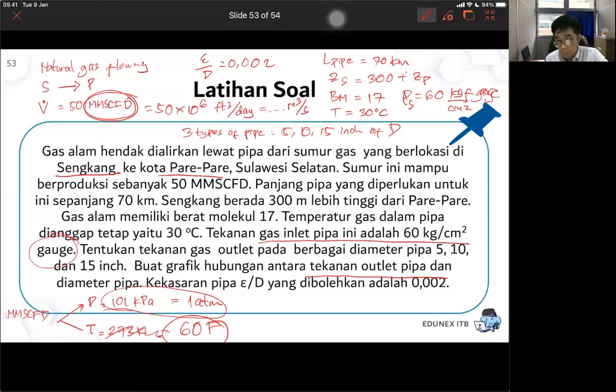Wait, why is it different? Nol derajat Celcius itu berapa Fahrenheit sih? 32. 0 degree Celsius is 32, right, Sir? 32 Fahrenheit. Okay, wait.